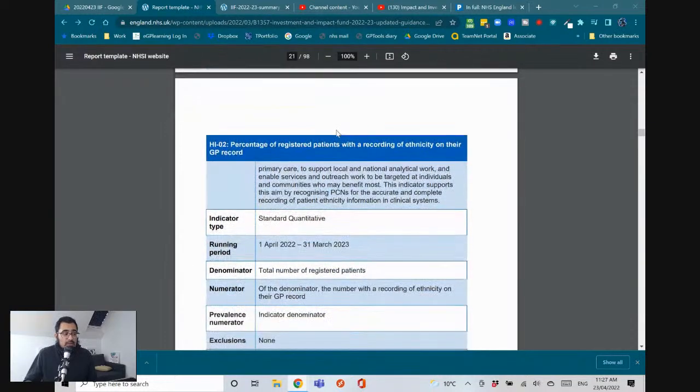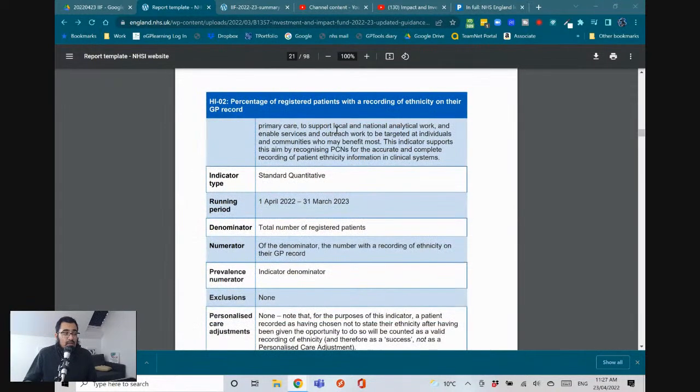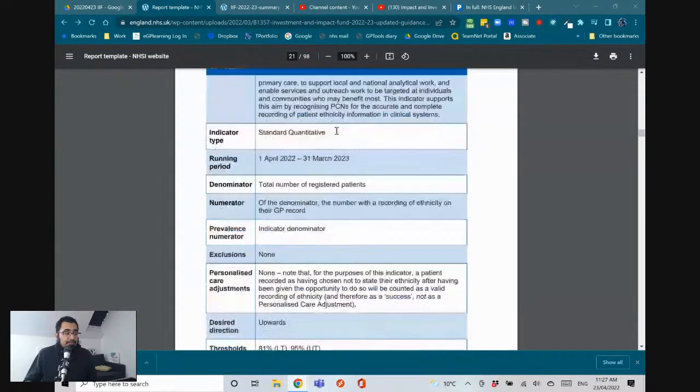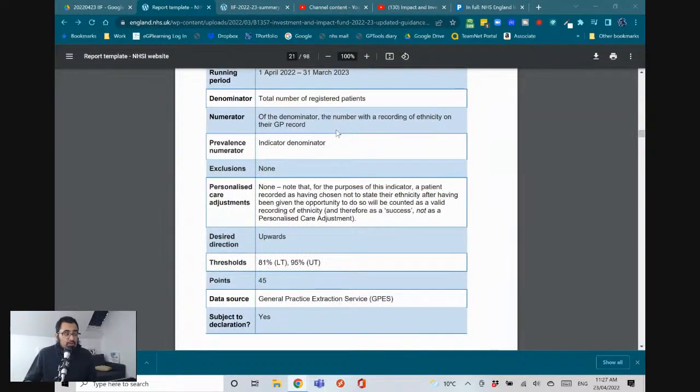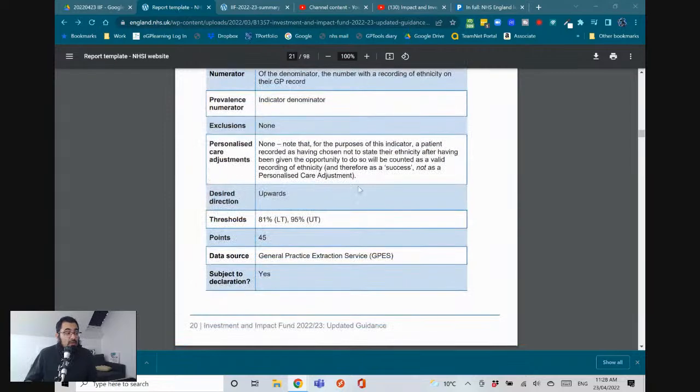Again, it's a standard quantitative indicator for this financial year. The denominator is the total number of patients in your practice, and basically it's how many you achieve. There are no adjustments, and a patient recorded as having chosen not to state their ethnicity after having been given the opportunity to do so will be counted as a valid recording. So that's why there are no adjustments. It still counts.